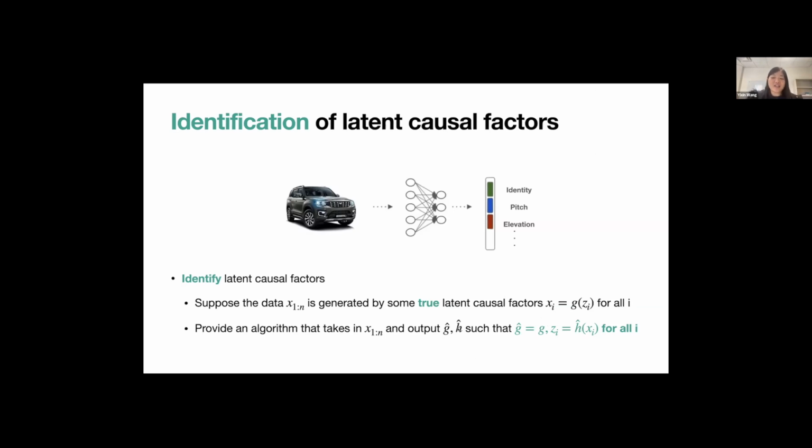And I want my H hat, which is my representation function that takes in my data and produces a representation. I want my representation, which is obtained by H hat of Xi, to exactly coincide with the true causal factor that generated the data. So they need to be exactly the same. And this is what we mean by identification of latent causal factors.